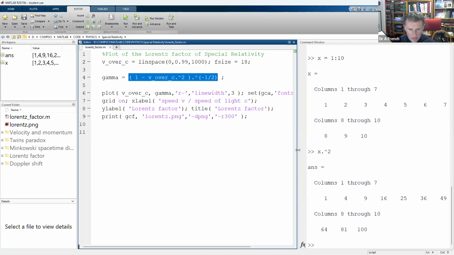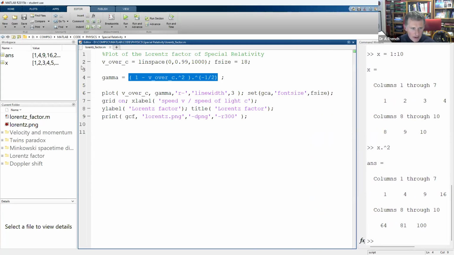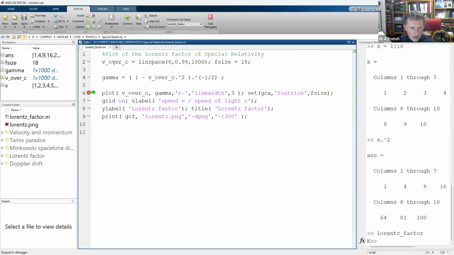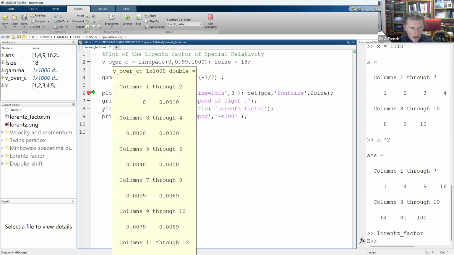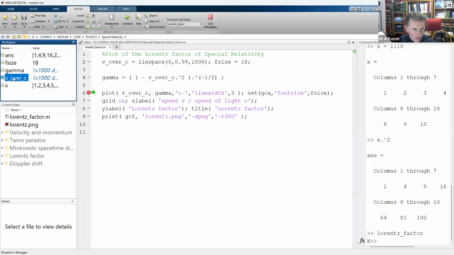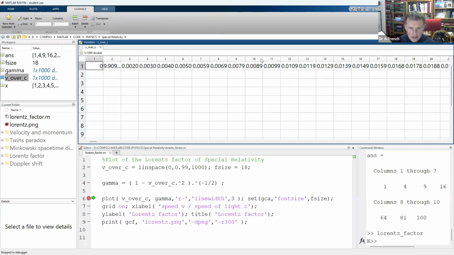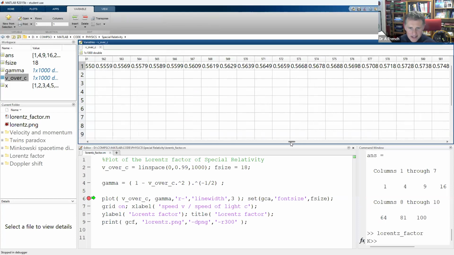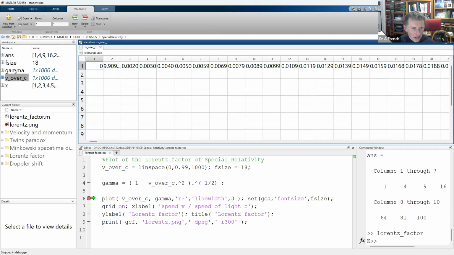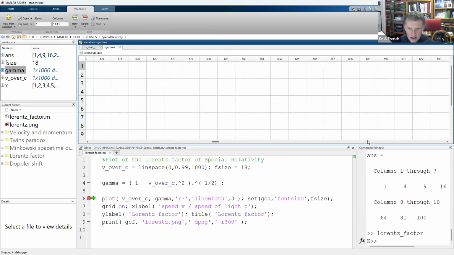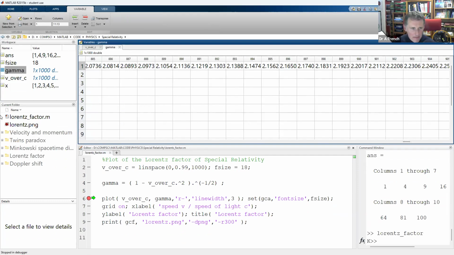What am I going to do now? Well, I've got these two things. If I hover over this point and run it, we've got V over C. If you hover over it, you can see this array, and if you like, you can make it look like a spreadsheet. There we go, we've got lots of elements. And we've got gamma, which again is mostly 1 until you get quite big.